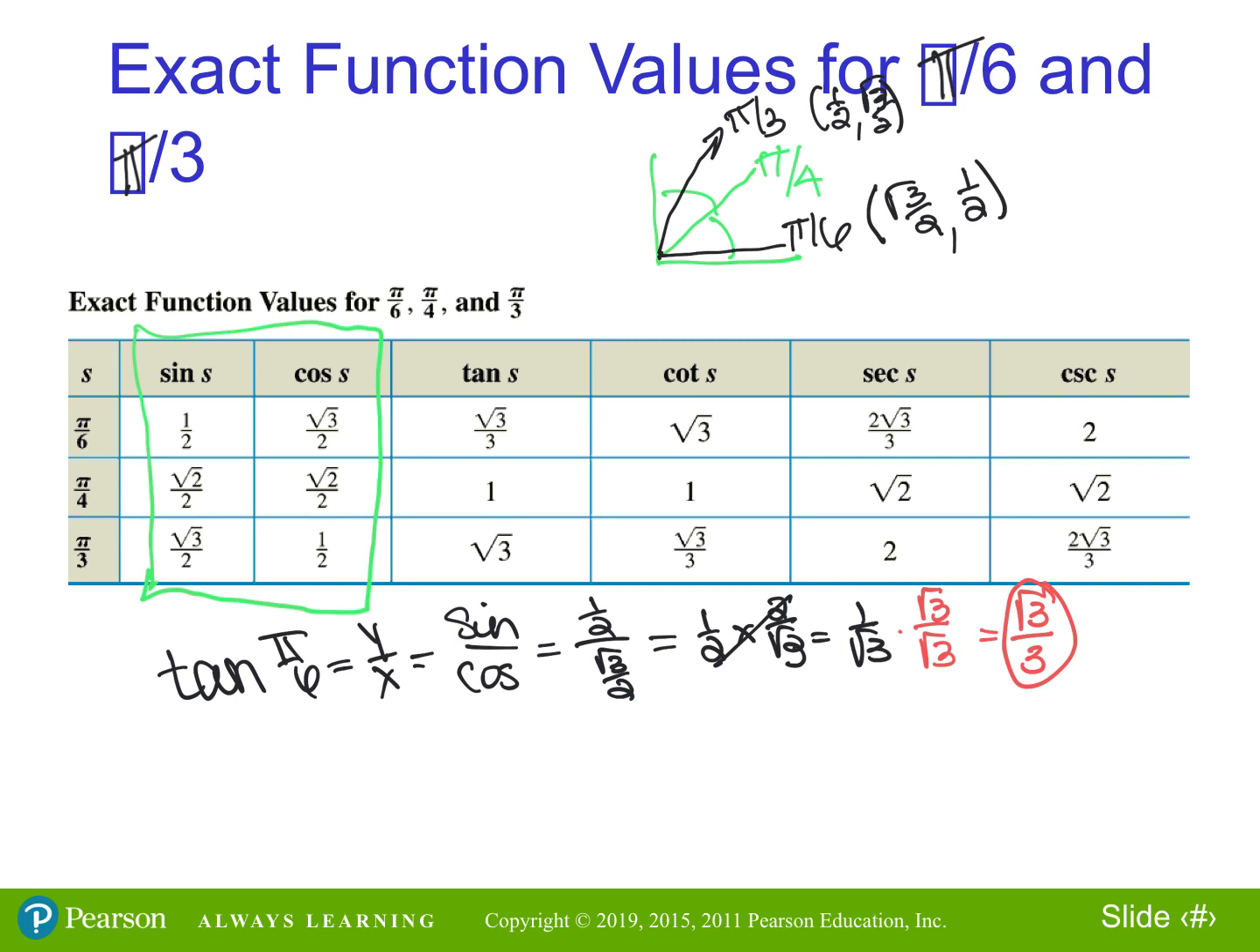And honestly, I would probably go back to this step right here. So the cotangent of pi over 6 is going to be the reciprocal of 1 divided by the square root of 3, or the square root of 3. Okay, and then secant, remember secant is really 1 over the cosine. And cosecant is really 1 over the sine value. So you can just reciprocate sine and cosine, and that's how you come up with your secant and cosecant. So I only try to remember the sine and the cosine, knowing that everything else is a derivative of those.